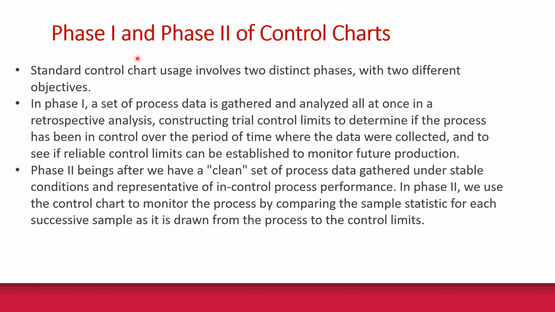One thing you have here is phase 1 and phase 2 control charts. Standard control chart use involves 2 distinct phases. In phase 1, typically, you're initially setting up your procedure. You're plotting your dots and trying to figure out if this process is in control at all. Once you get it in control, by eliminating those assignable cause variations, then when you get new data in, you can compare it with what you already have. That's phase 2. You have a clean set of process data gathered under stable conditions, and you're just using the control chart to monitor the process, to make sure it doesn't go out of control. During phase 1, you're literally just trying to get it in control, the initial setup.